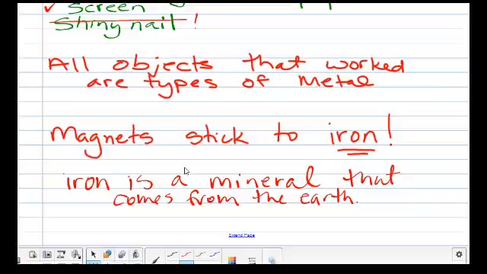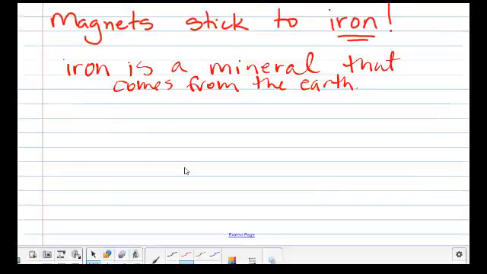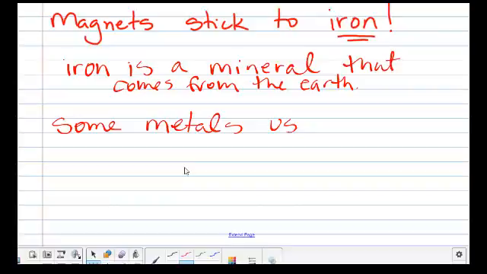So when you look at these rocks, what do you think is in those rocks? Iron. In fact, these rocks are exactly the kind of material that gets mined, it gets crushed, and the iron gets pulled out to make the nails, to make the screens, to make those things that magnets will stick to. So what a magnet sticks to is called iron. Now, we can say that some metals use iron to be made.